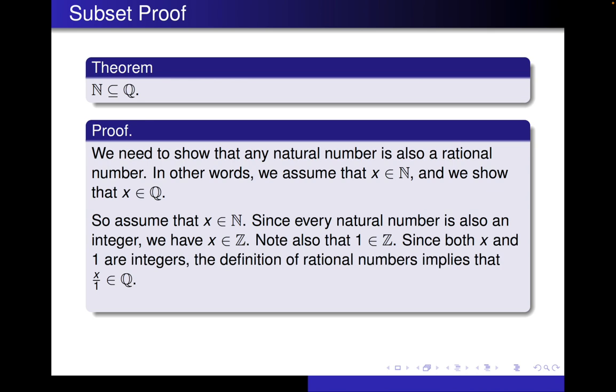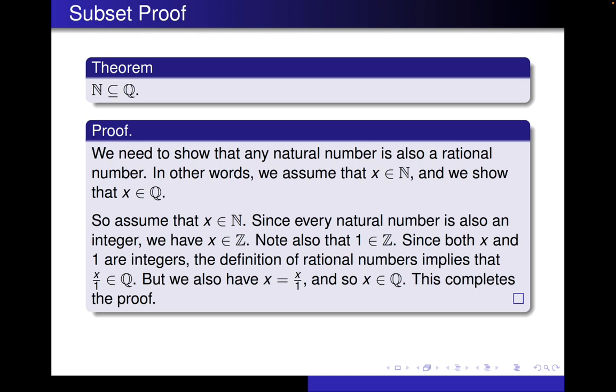Since both x and 1 are integers, the definition of rational numbers implies that x over 1 is in the rational numbers. So again, we're laying the groundwork for our case that x is a rational number by getting the fraction equal to a rational number first. But we also have x equals x over 1. That's just the definition of division. And so that implies that x is in Q. x is a rational number. And again, just to let your reader know, that's what we were trying to prove, so that completes the proof.